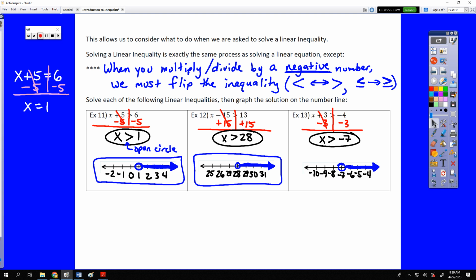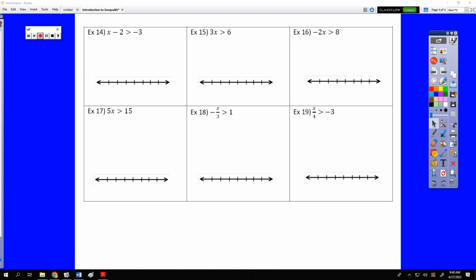Okay, let's go on and try to get at least one or two more in, and we may actually skip around a little bit so we can see some of the multiplication and division. All right, we're going to skip example 14 because we've seen several that are addition and subtraction. We're going to go to example 15. How do you solve that inequality?